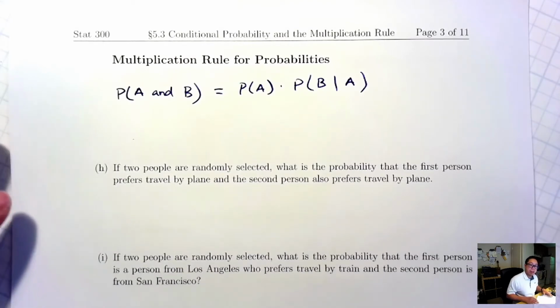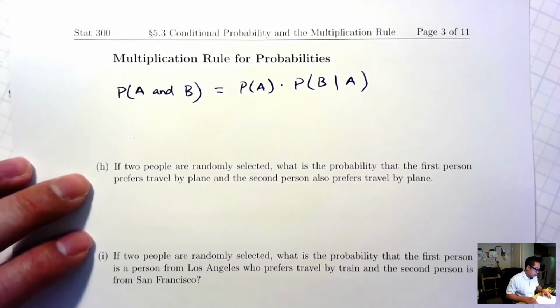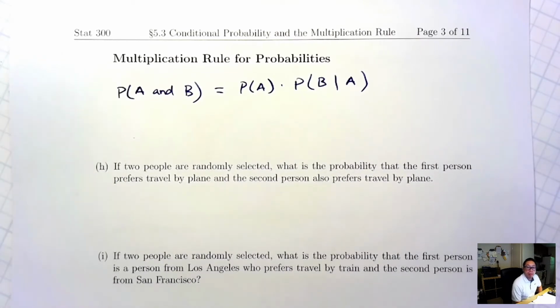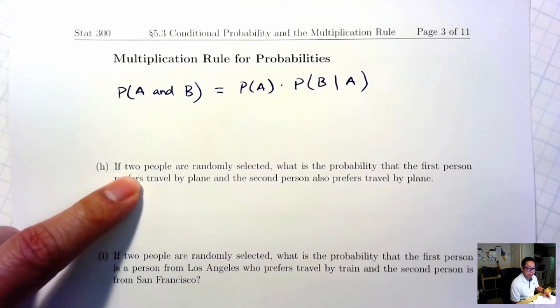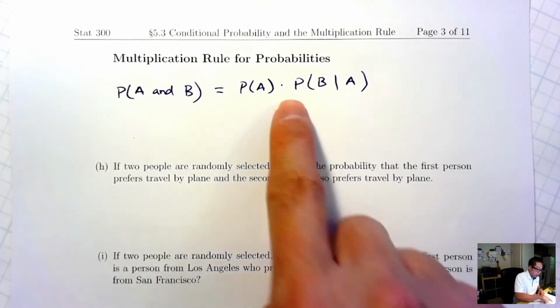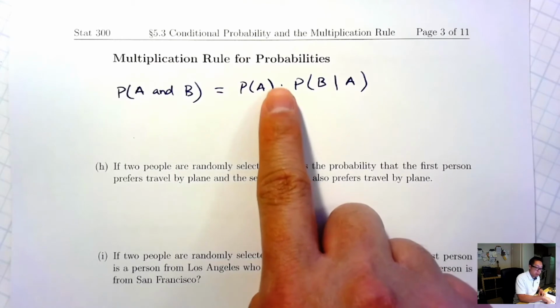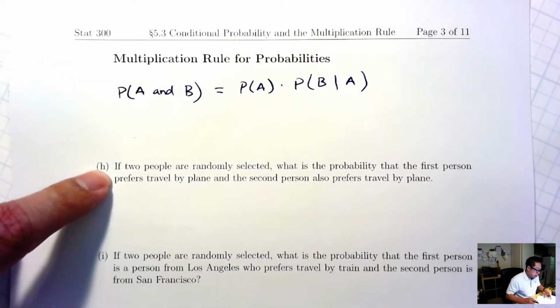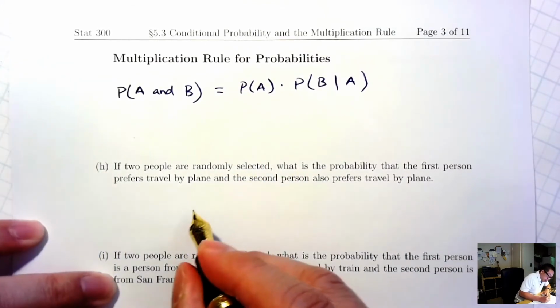Let's talk about how we're actually going to use this. Part H, if two people are randomly selected, what is the probability that the first person prefers travel by plane and the second person also prefers travel by plane? Notice that now I'm asking about two people. Everything I've asked you before was about one person. So the multiplication rule is going to tell us to do it as two separate fractions, and then we're going to multiply. Because we're talking about two people, it's going to be two fractions.